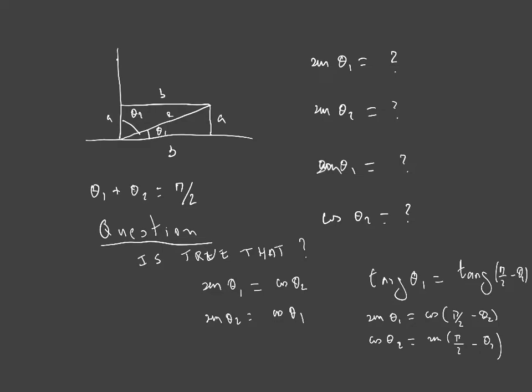So I want you to compare this quantity that you will find and tell me if the following is true. One: is sine of theta 1 equal to cosine of theta 2? Two: is sine of theta 2 equal to cosine of theta 1? Is the sine of theta 1 equal to the cosine of theta 2? Well, sine of theta 1 is this divided by this. And cosine of theta 2 is this quantity divided by this quantity. Oh, it looks like the same thing.